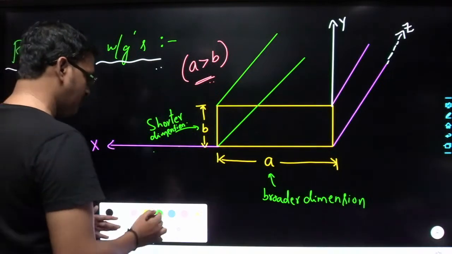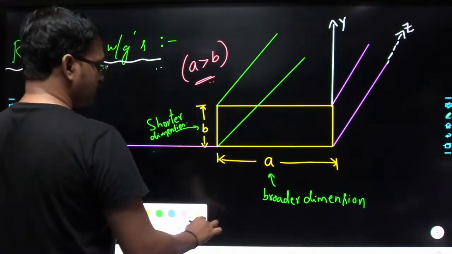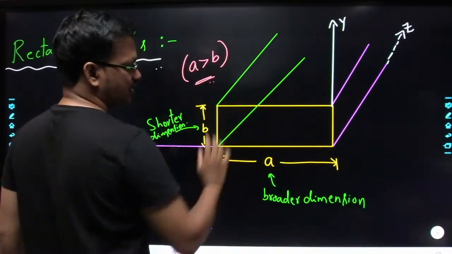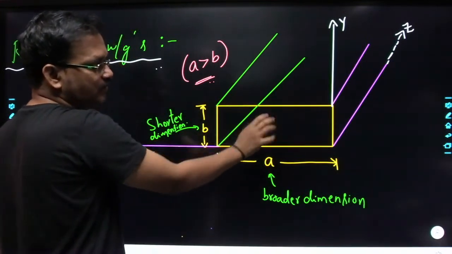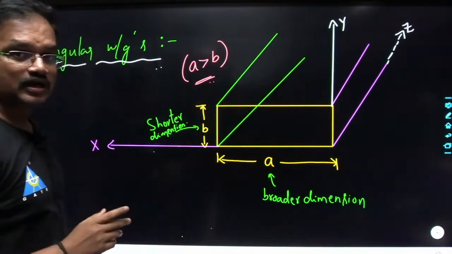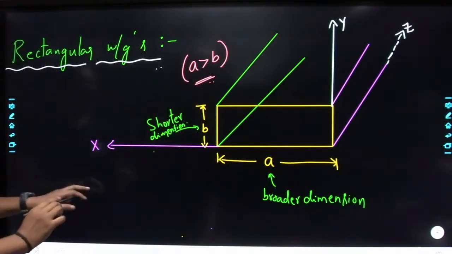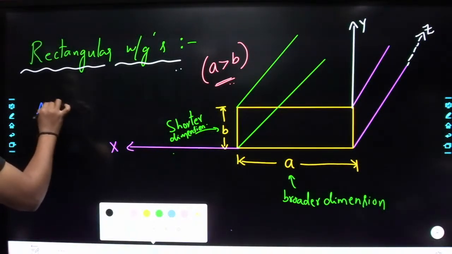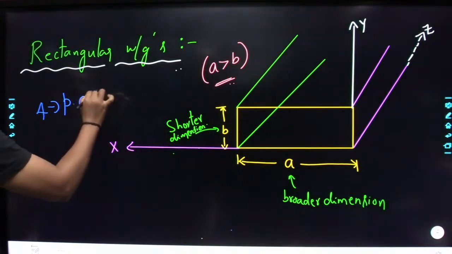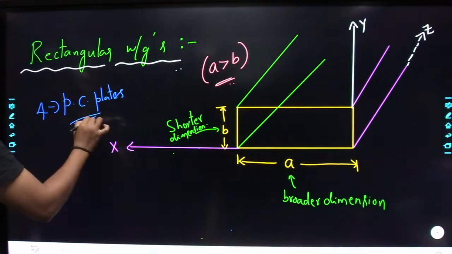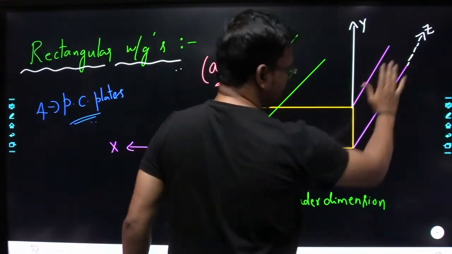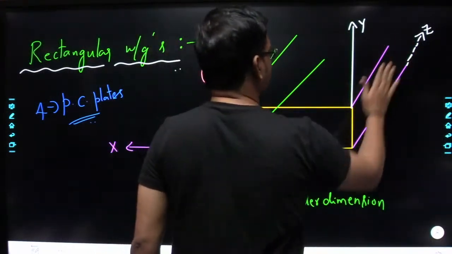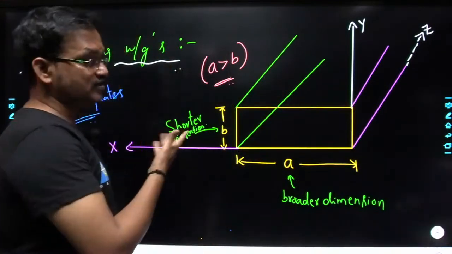Here, how many conducting plates are we having? We are having one conducting plate on one side, and on the other side another conducting plate. On the bottom you have one conducting plate, and on the top another conducting plate. We are assuming all these four conducting plates are perfect conducting plates. These plates are acting like an interface between this medium and the outside medium. So we have four perfect conducting interfaces of this waveguide.